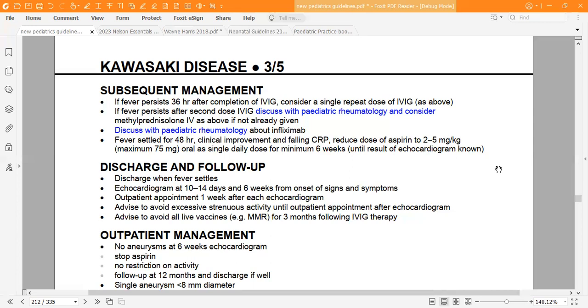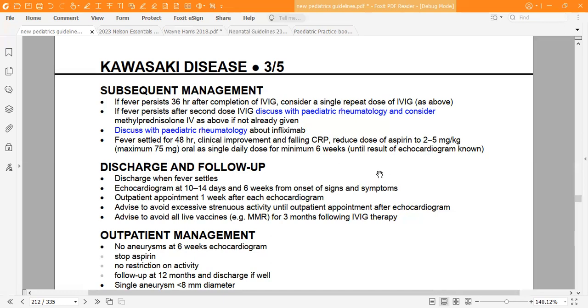If fever persists after the second dose of IVIG, so you have given the second dose but he's still having fever, you have to discuss with pediatric rheumatology, and you have to discuss giving methylprednisolone IV because it's considered to be a high risk Kawasaki feature. Discuss with pediatric rheumatology about infliximab. On the other hand, if fever settled for 48 hours, he is clinically improving, CRP is falling, we have to reduce the aspirin dose to 2 to 5 milligram per kg orally as a single daily dose for a minimum of 6 weeks until the results of the echo are known.